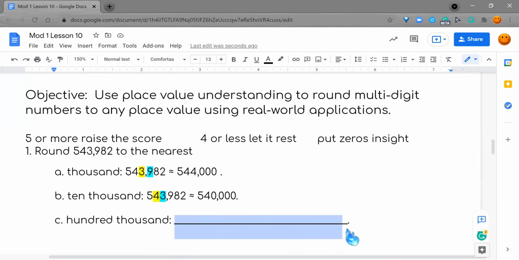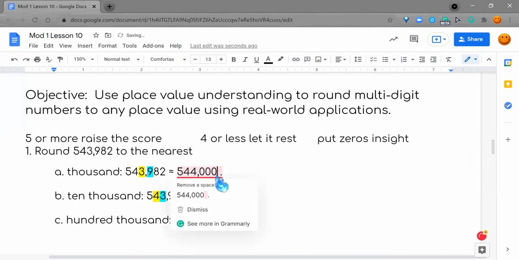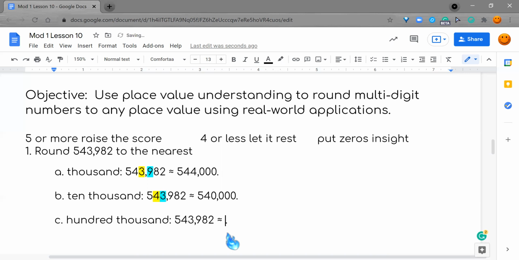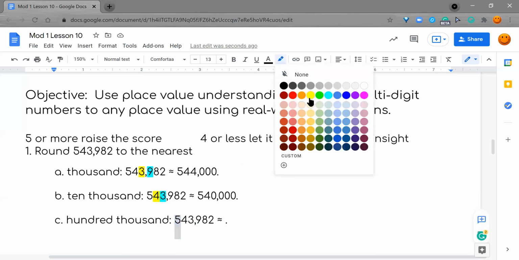I'm going to go ahead and come right down here and paste. Remember, I use the Control C and Control V, which tells us to copy and paste. Control C's copy, Control V's paste. Now we're looking at 100,000s. So ones, tens, hundreds, thousands, 10,000s, 100,000s. Yes, I need to highlight this.